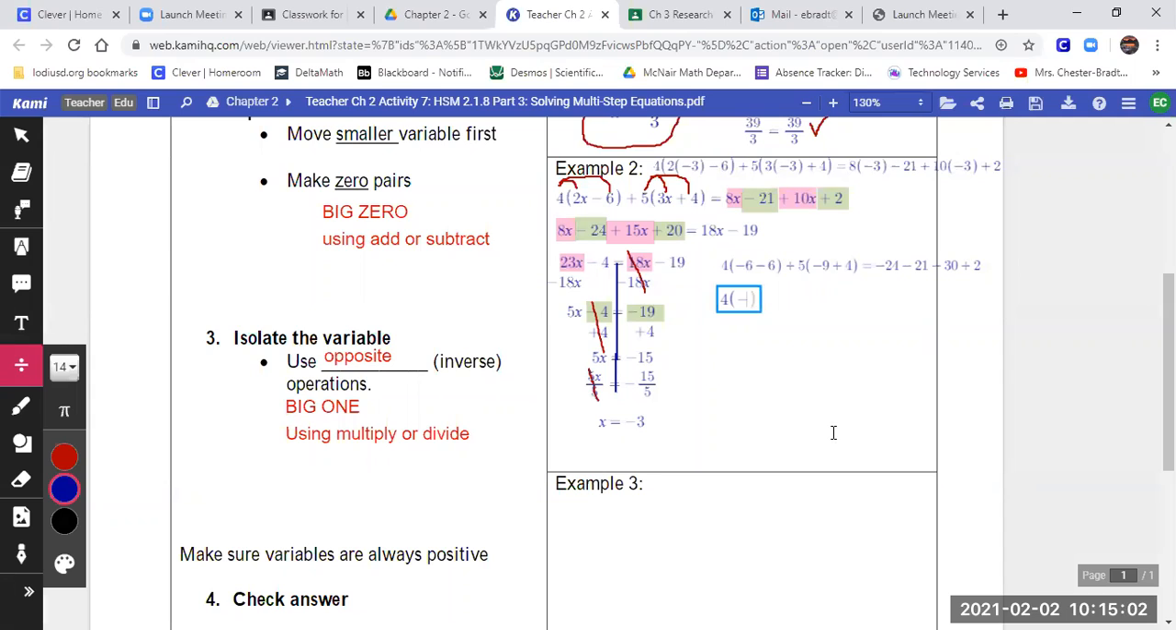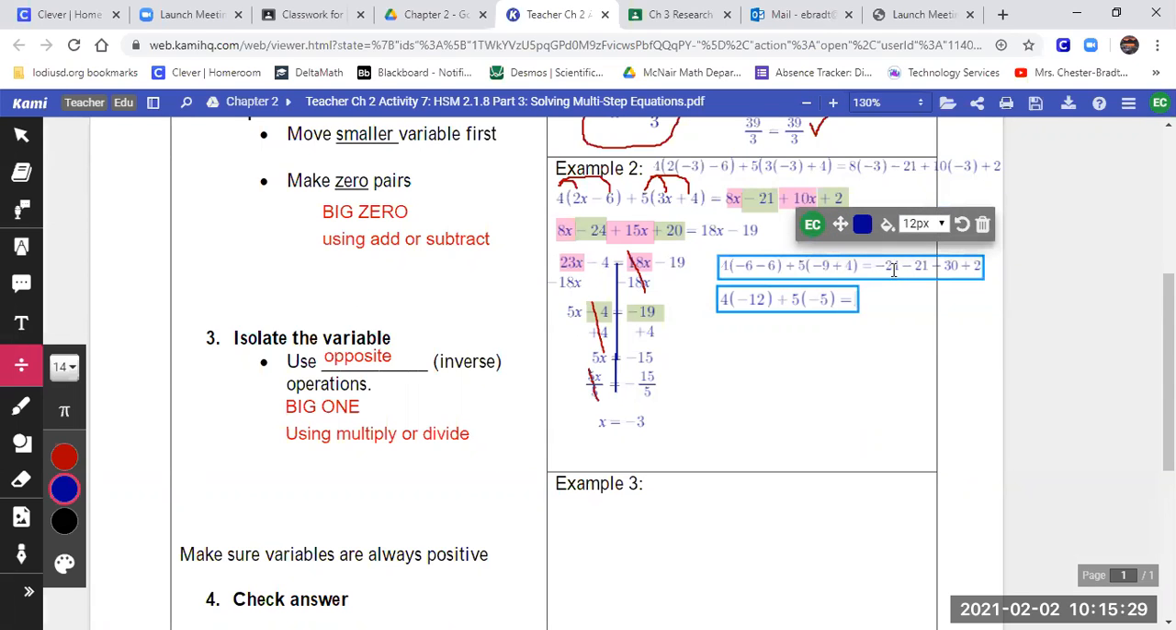Oops, don't want two negatives, just one. And then I have a +5 with, I have to clean up the parentheses, -9 with +4. What do we get? -5. Okay, and that equals, now we're going to clean up this side.